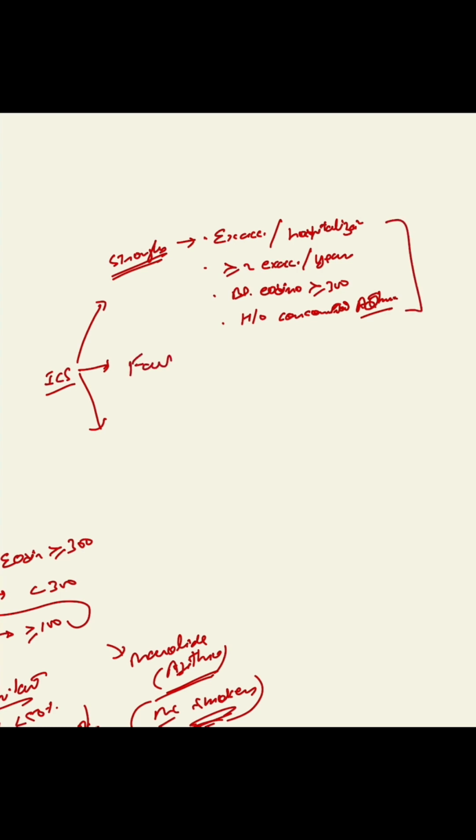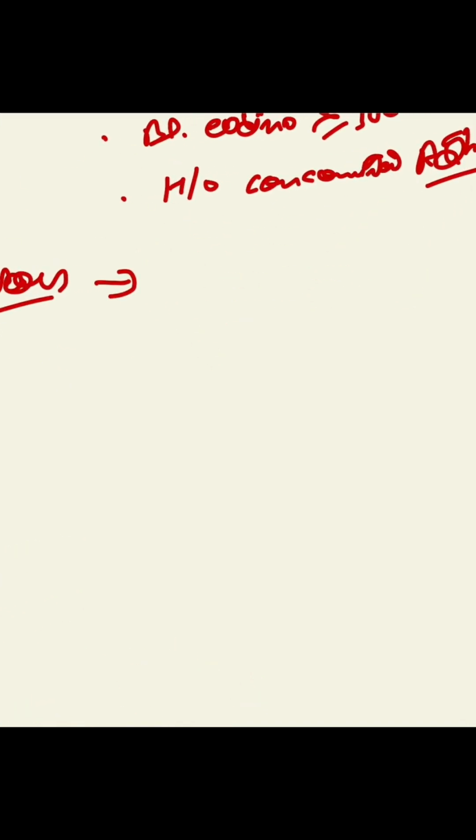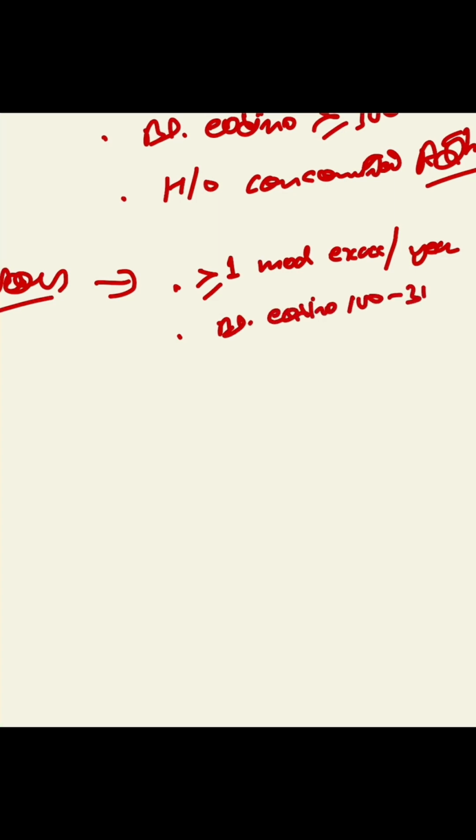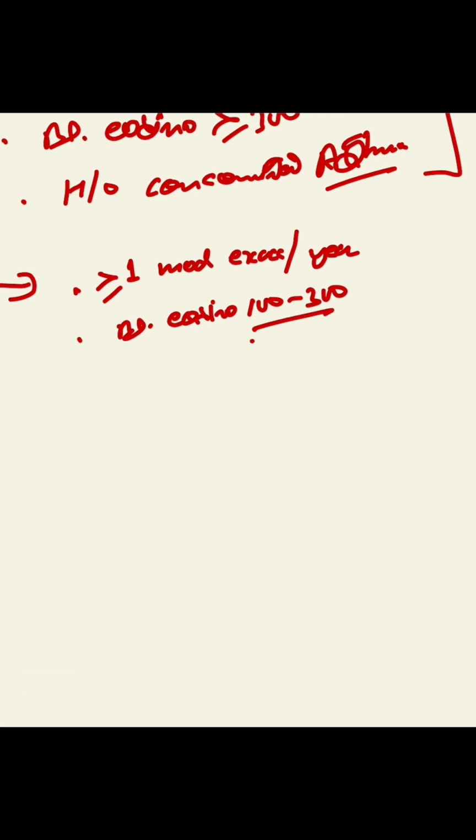Now there is also a category which favors the use of ICS, and these are if there are one or more moderate exacerbations per year, and if the blood eosinophils are 100 to 300.